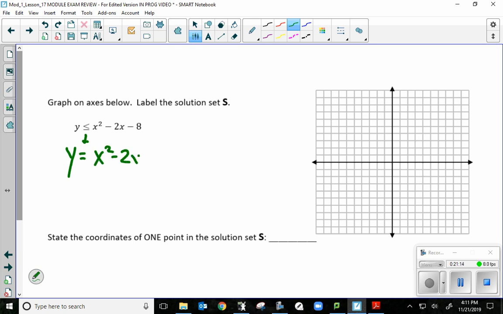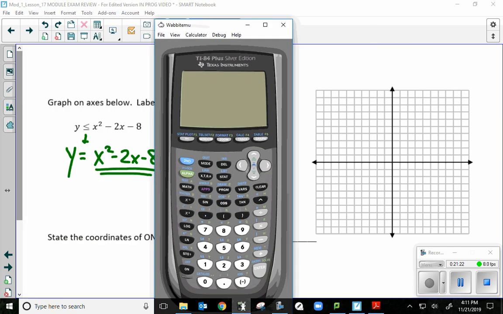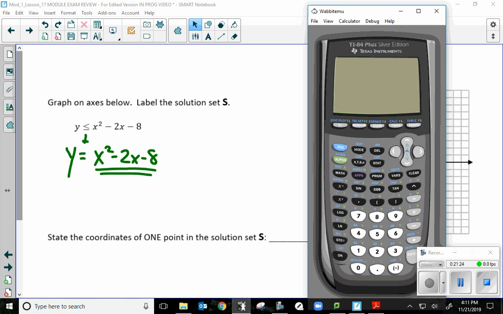I'm going to graph this parabola right here. I'm going to look at the table, and I'm going to put the points on the graph, okay? So in your calculator, turn this on, y equals x squared minus 2x minus 8. When I graph it, this is what my parabola should look like. I want to know what points those are, so I'm going to go to my table.